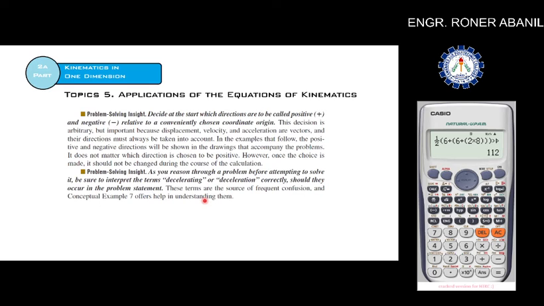In the examples that follow, the positive and negative directions will be shown in the drawings that accompany the problems. It does not matter which direction is chosen to be positive. However, once the choice is made, it should not be changed during the course of the calculation. Okay? So once you assume that going right is positive and going left is negative, stick with it until the end of your calculation. Okay? So, there's one more.